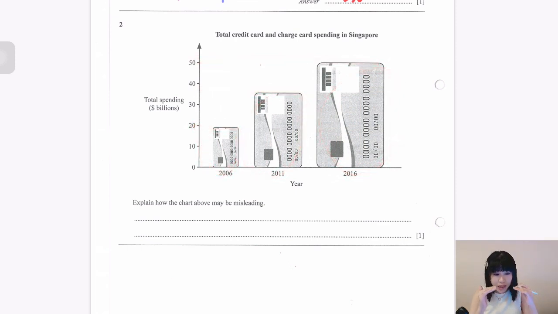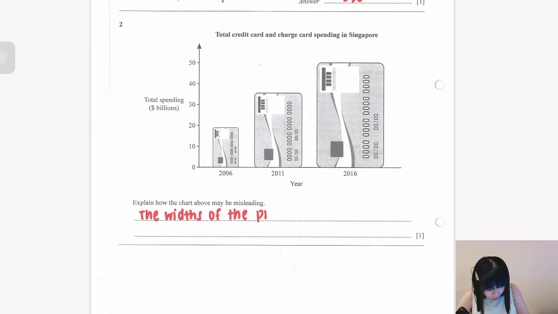Particularly the width, because when we look at a bar graph, we talk about equal width, right? So over here, we are going to talk about the width being different in sizes. So how the chart may be misleading, we'll say the width of the cards or the pictures are different. And why? And how does it lead to it being misleading when they're different?